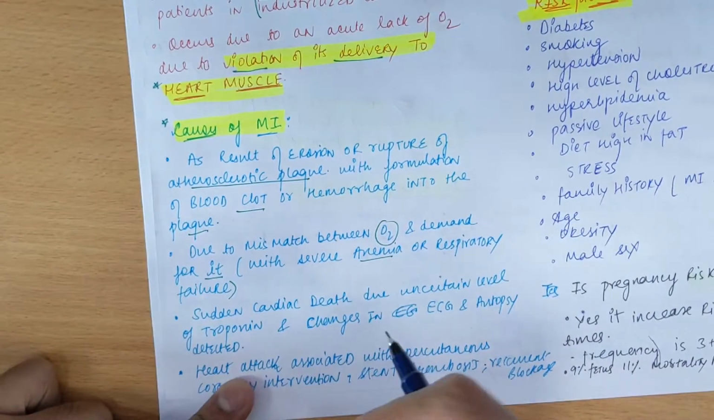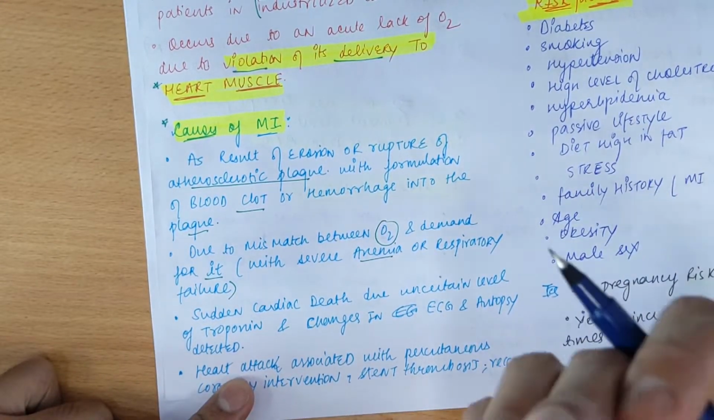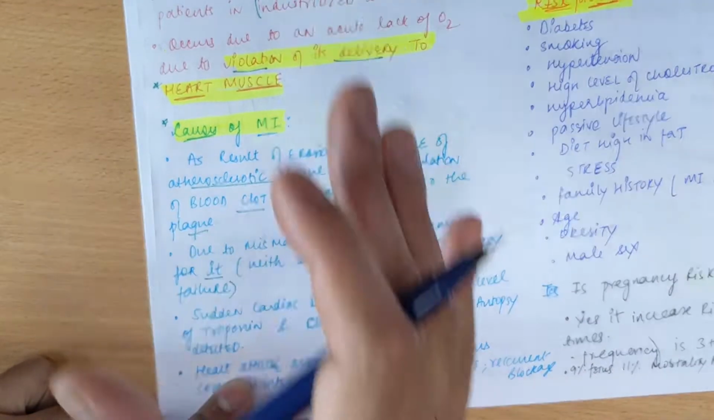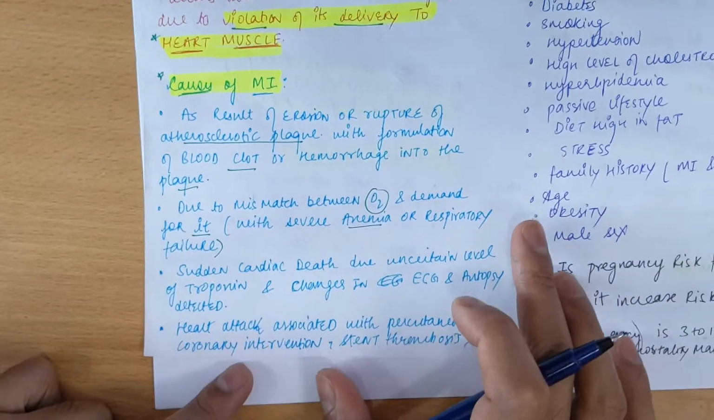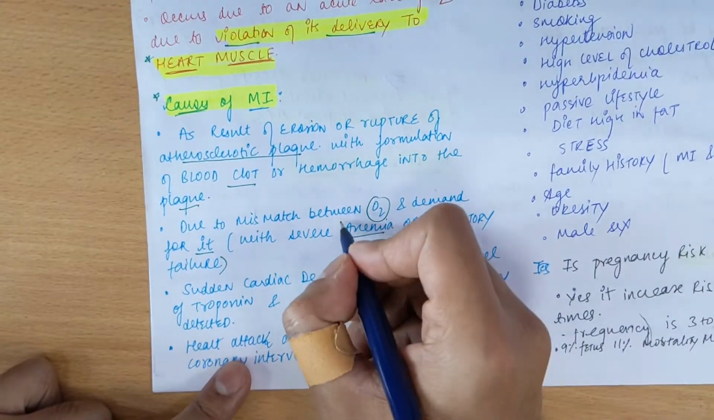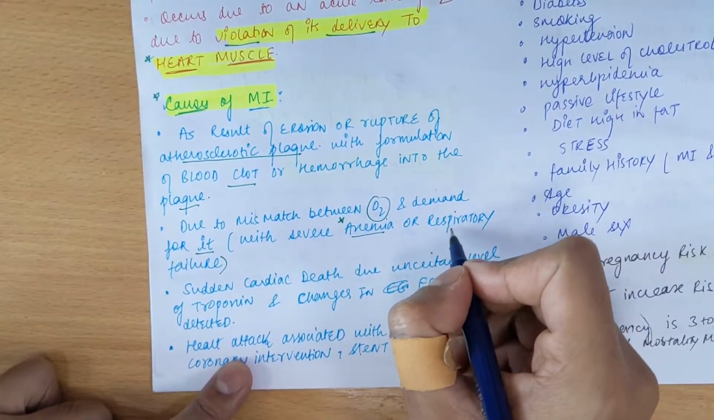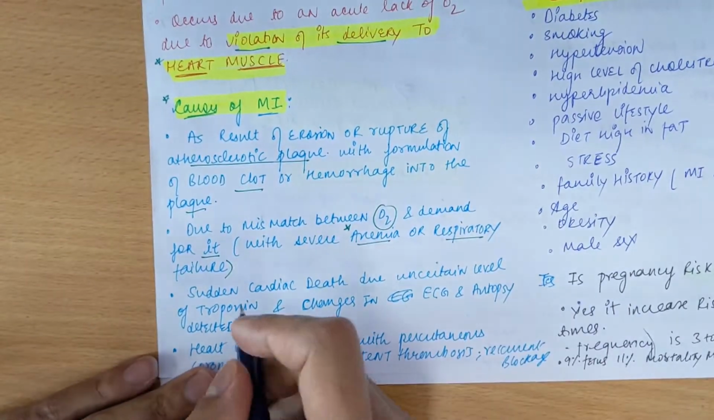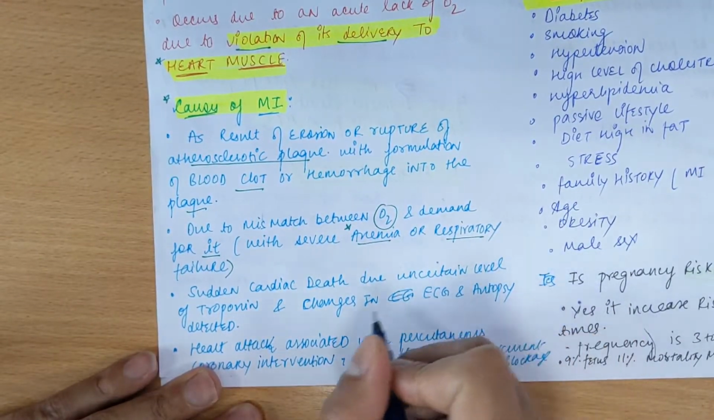Now, due to the mismatch between the oxygen supply and the demand for it, like with severe anemia or respiratory failure, if the heart is not receiving appropriate oxygen or blood supply, then there is a chance of development of myocardial infarction. That can be the case of anemia in which there is severe blood loss, and in the case of respiratory failure.